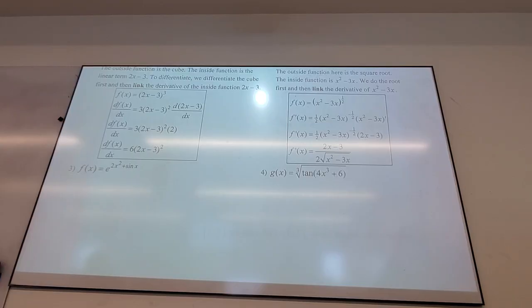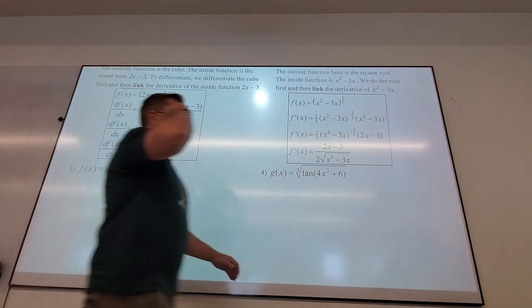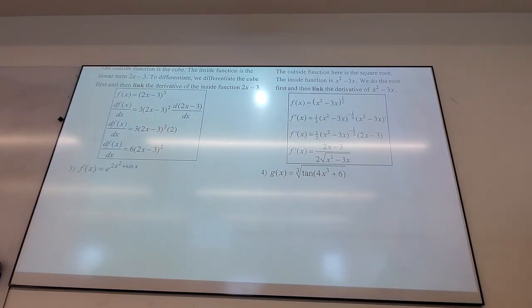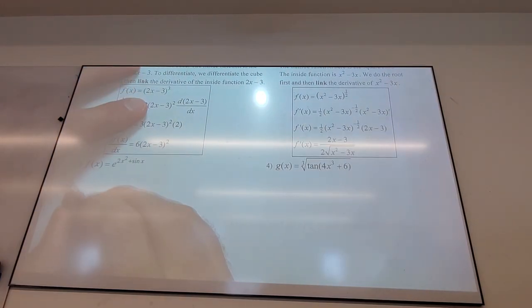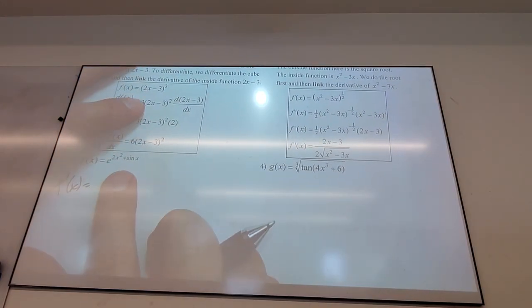So is e to a power a difficult derivative? Is 2x squared a difficult derivative? Is sine x a difficult derivative? No. So what gets things started here?